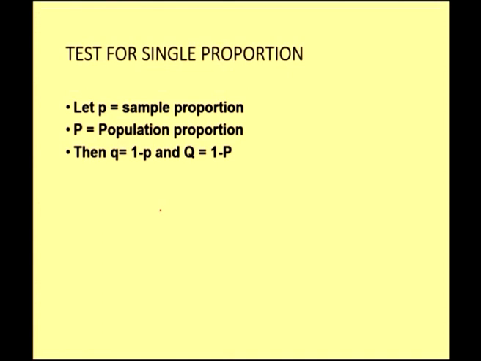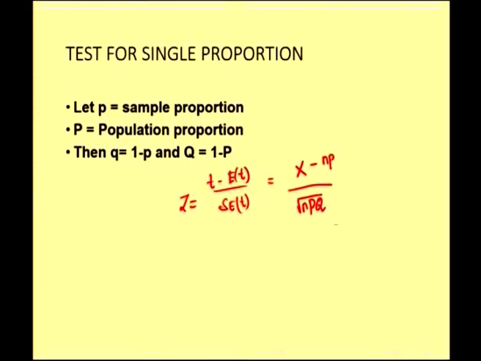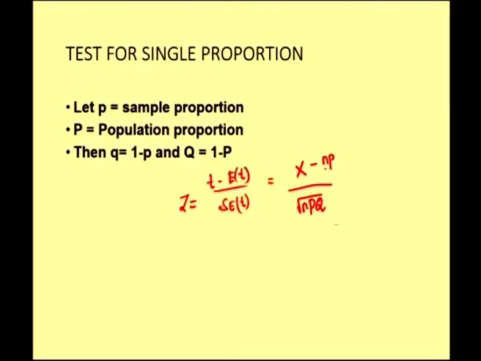Then where does the normalization of the variable concerned occur, and how do we convert the whole sampling of attributes to the test of single proportion? It is now done through the Z formula. Z is equal to T minus E of T by standard error of T. The variable is x, the number of successes out of n samples. Therefore, x minus np, where np is the mean of the binomial distribution, and the standard error of T is the standard deviation of the binomial distribution, which is root of npq.